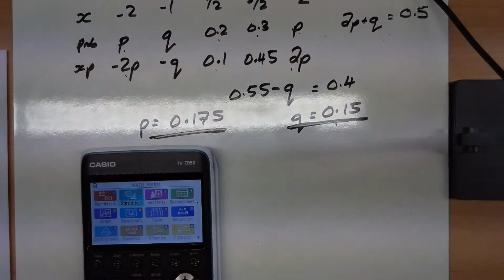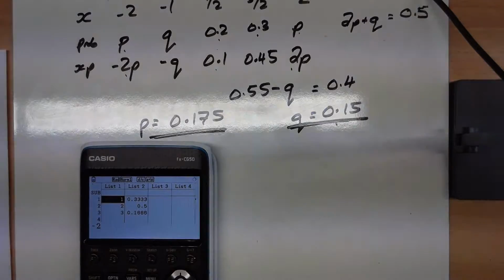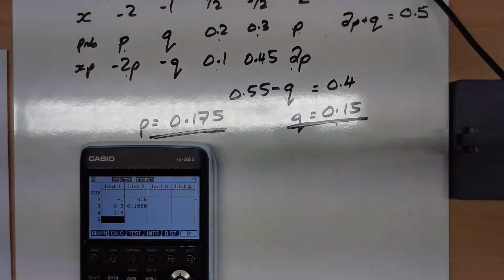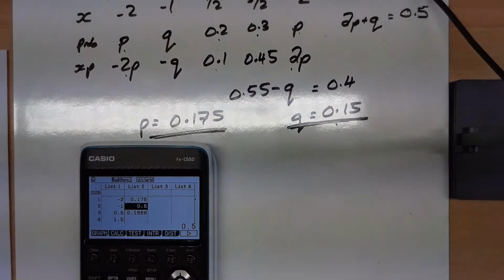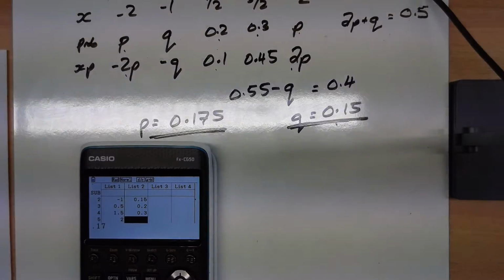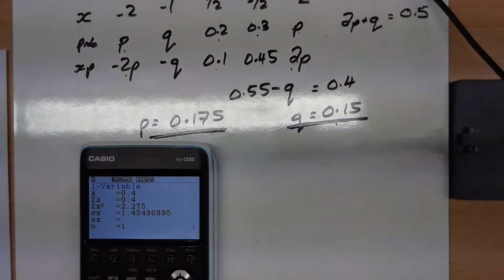Let me remind you how to do that on the calculator if you want to see that again. So through my x values here, I'm putting -2, -1, this one's a half, 1.5 and 2. And my probabilities here were p, so that was 0.175, q, which was 0.15. We already had the 0.2 there. We already had the 0.3 there. And the last one was another p, 0.175. So I put the data into there. And I'm then going to do the one variable calculations.